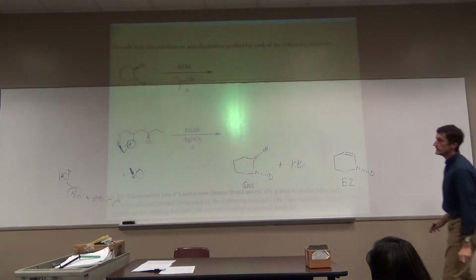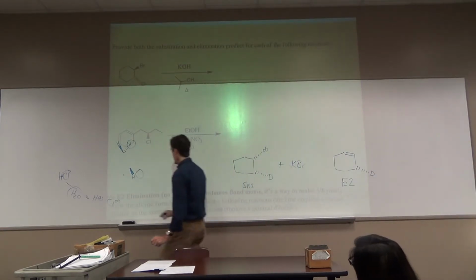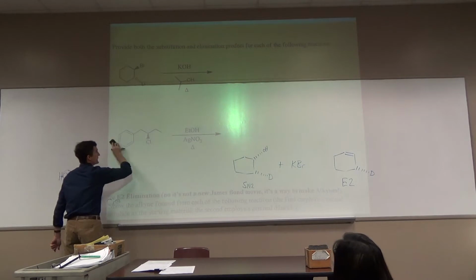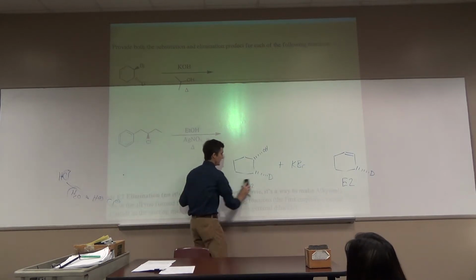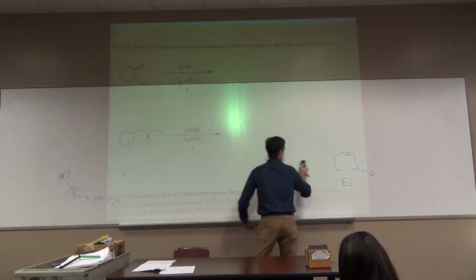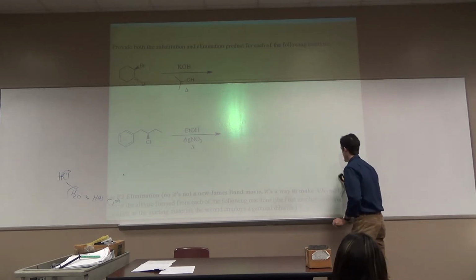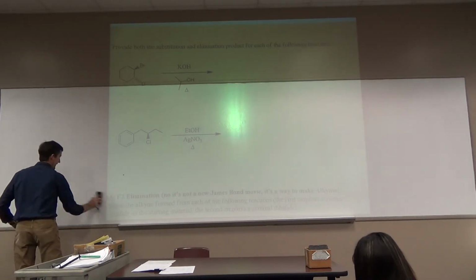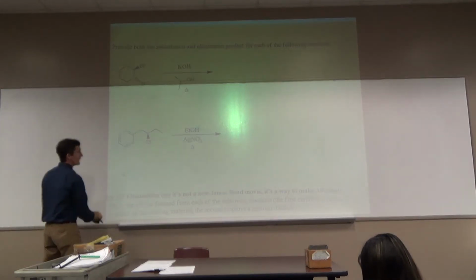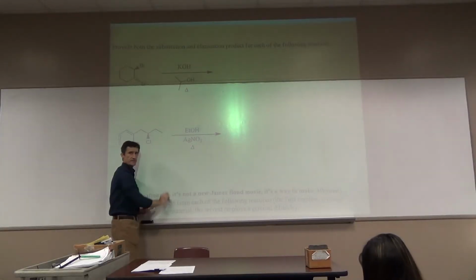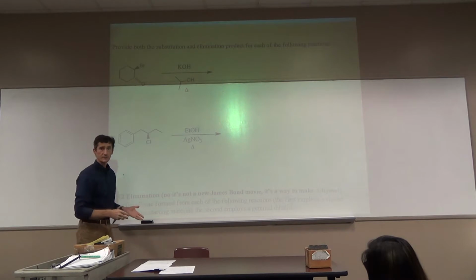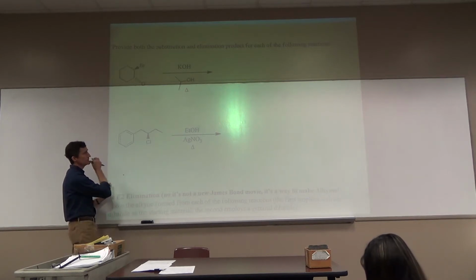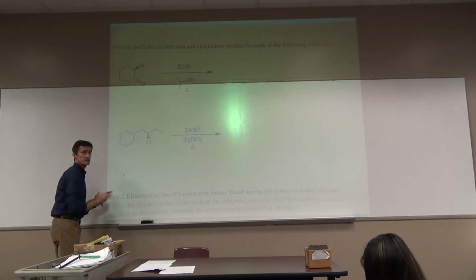What do we have here? Ethanol, silver nitrate, heat, substitution. Is it going to be SN1 or SN2? SN1. Yes, there's no strong base. We know silver is there to facilitate ionization and make carbocations, right? It's carbocation chemistry. So they have a substitution product.